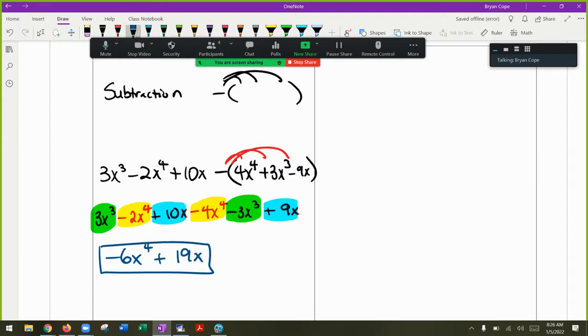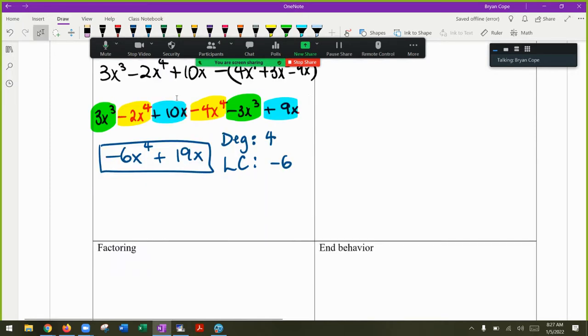Let's continue this discussion about what are the features of this. So a few people can share their thoughts. Ryan, what's the degree on this? It's just the highest exponent we see. So it's 4 on that thing, right? Negative 6x to the fourth, okay? What's the leading coefficient? Kate H. Negative 6, good.